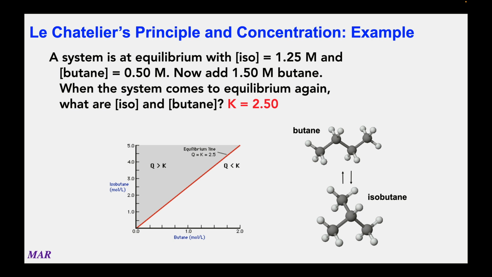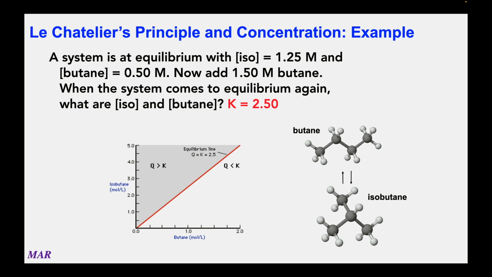We're at equilibrium. However, we're going to spike our system with 1.50 molar butane. Now, butane is a reactant. So the question is, what are the new isobutane and butane concentrations? First of all, let's think about what's happening in terms of Le Chatelier's principle. We're adding a reactant, and the reaction will shift away from what you're adding. Since butane is a reactant, this should be a shift to the product. So our product, the isobutane, that 1.25 number should get a lot bigger, and it'll do it at the expense of our new butane.